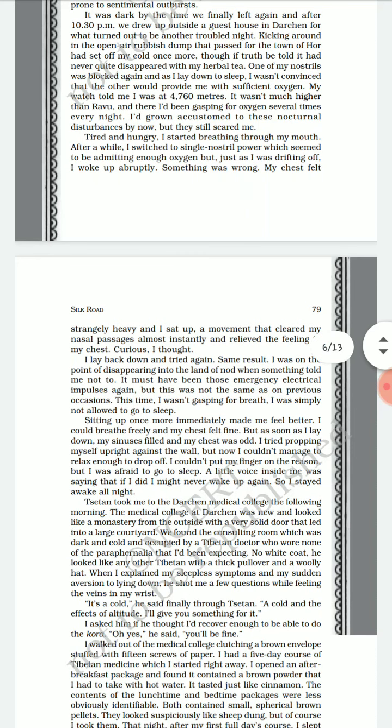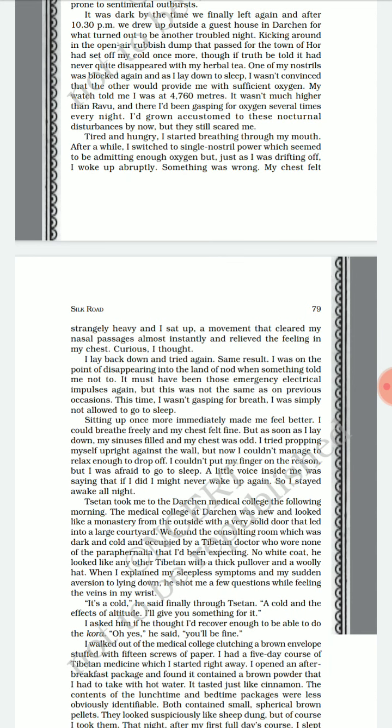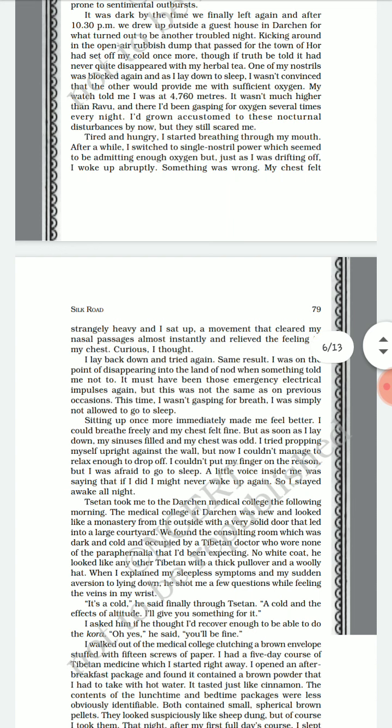My watch told me I was at 4,760 meters. The altimeter in his watch told him that he was at a height of 4,760 meters. It wasn't much higher than Ravu. Remember Ravu at the very beginning, in the very first paragraph, we read about the base camp or a place like Ravu. Now Darchen is also a base camp, and all these are related to the mountainous summit, we can say.